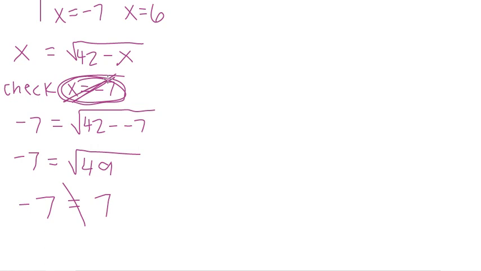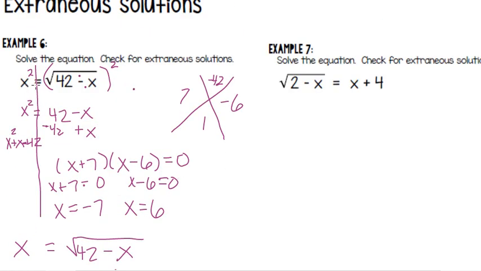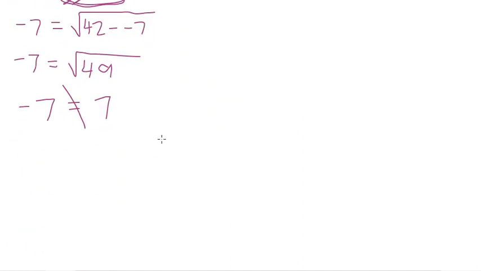And if you go back and really look at the equation, that makes sense because this right here is telling us that a negative value is going to be equal to some square root. Well, the value of a square root can't be negative, so it doesn't make sense for that to be negative 7. So let's go look at 6 now. So now we're checking x equals 6.